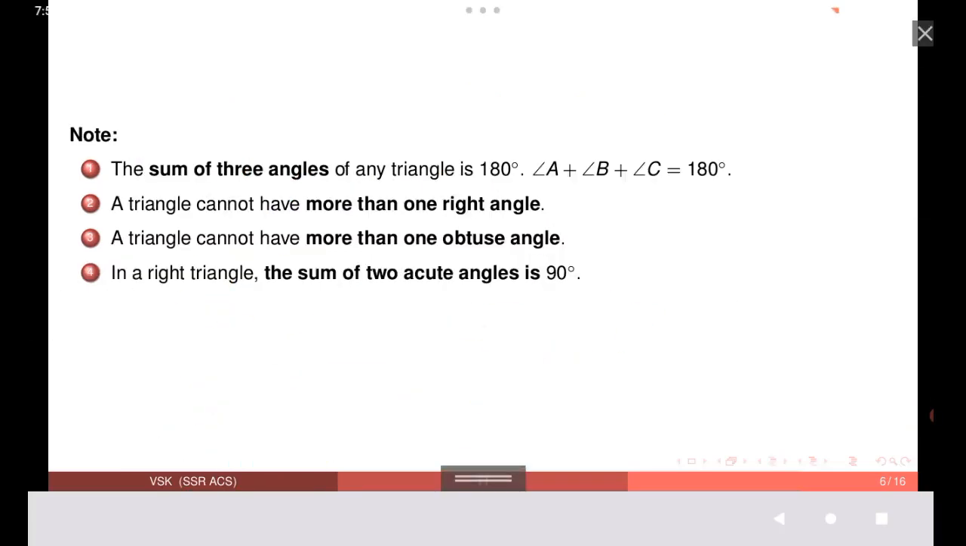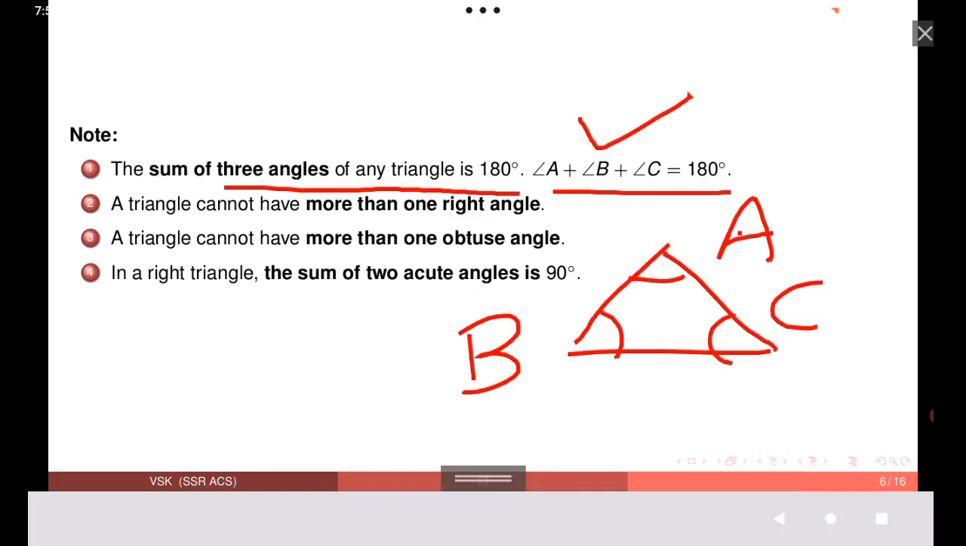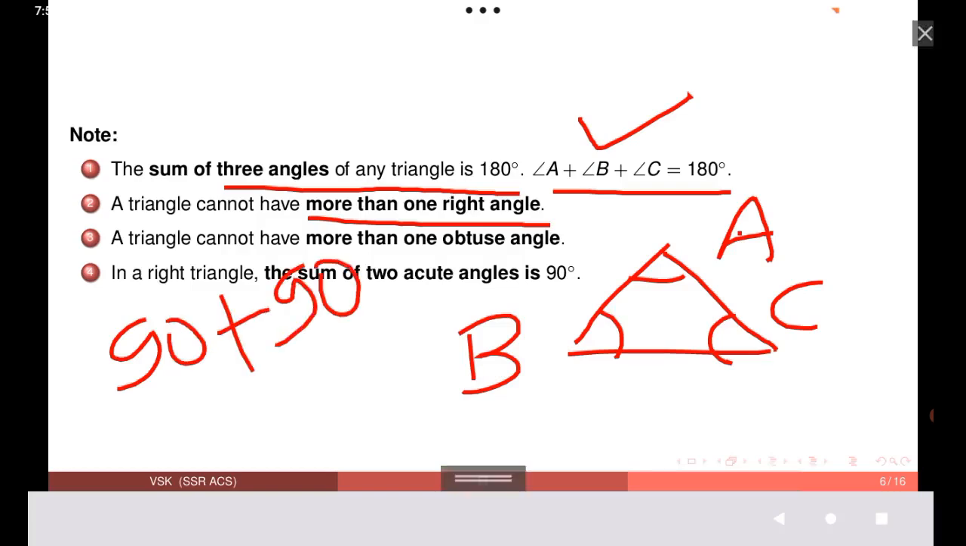Now we know the sum of the three angles of any triangle is 180, that is angle A, angle B and angle C. If this is a triangle, this angle is A, this angle is B and this angle is C. The sum of these three angles is always 180. A triangle cannot have more than one right angle, because if two angles are 90, the sum should be 180, so the third angle will be 0. So this type of triangle is not possible.